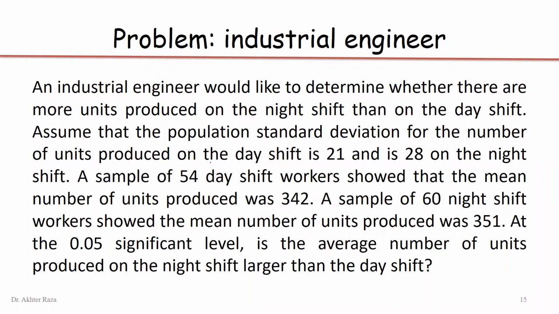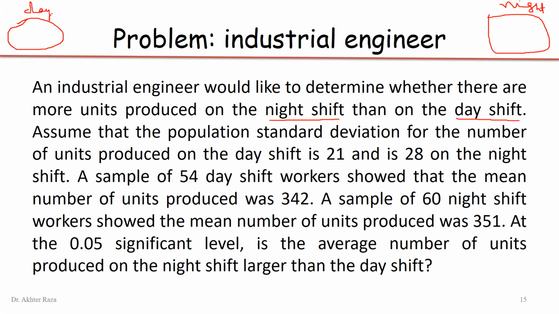In this problem, we have the workers in the night shift and the workers in the day shift. We have to compare the average production in the night shift and the average production in the day shift. We have two populations here. One population is the production of all units in daytime. Another population is the production in nighttime. So this is the production in night and this is the production in day. These are the two populations.